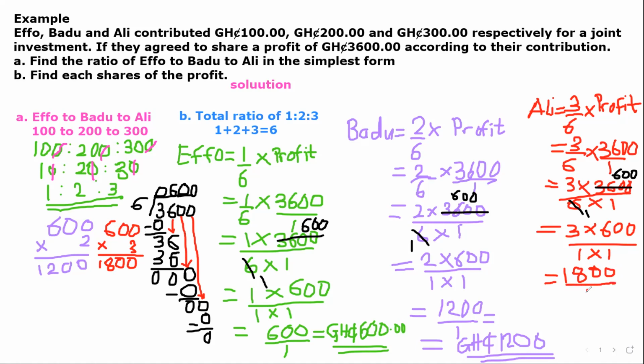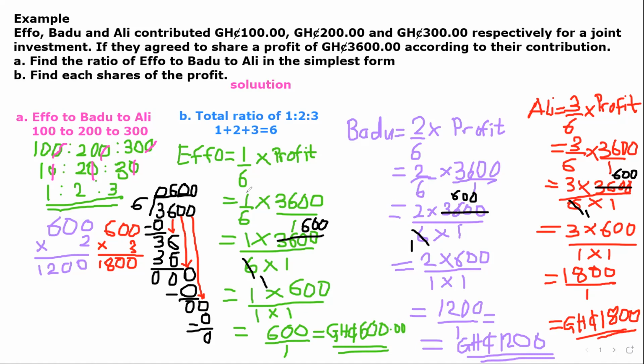All over 1. Any number divided by 1 is the same as that number. Therefore, Ali share of the profits is 1,800. Okay. Then you underline.